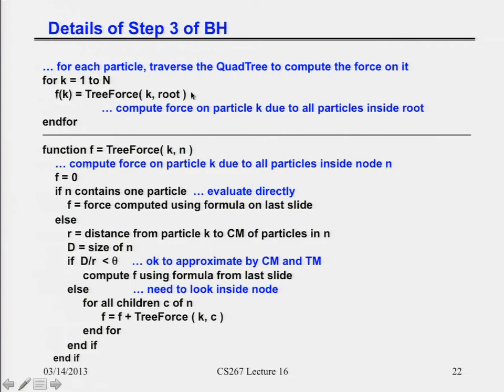And then I'm going to break that up by calling it recursively. And then that'll return the force on particle k. So all the action is inside this tree force subroutine, which, as I said, computes the force on particle k due to all the particles in node n. If there's only one particle in there, it's just two particles interacting. It's very easy. I just use the formula on the previous slide. This is a two-particle interaction.